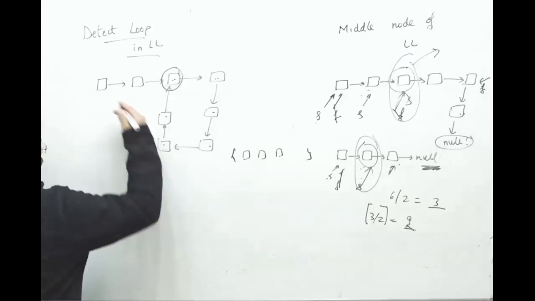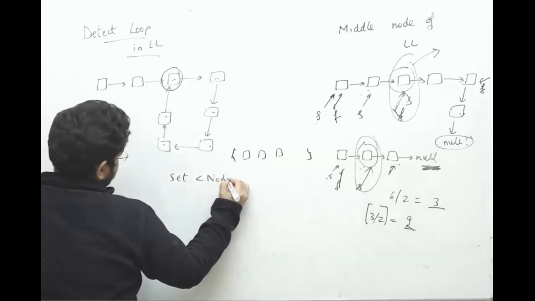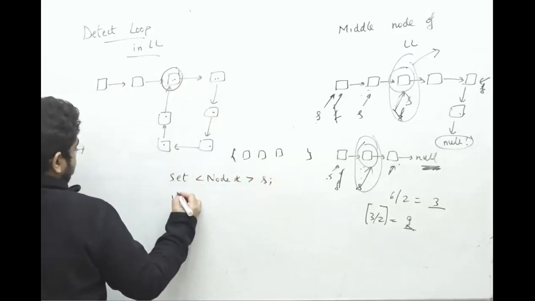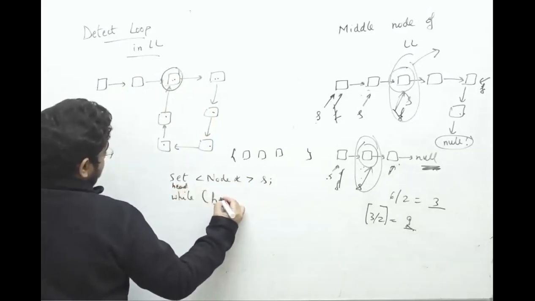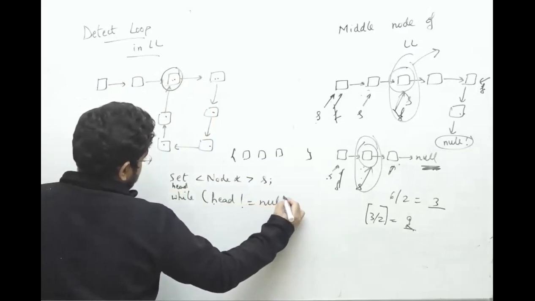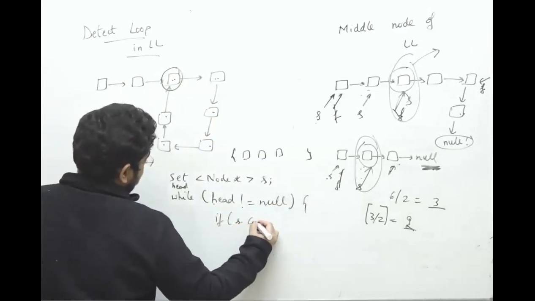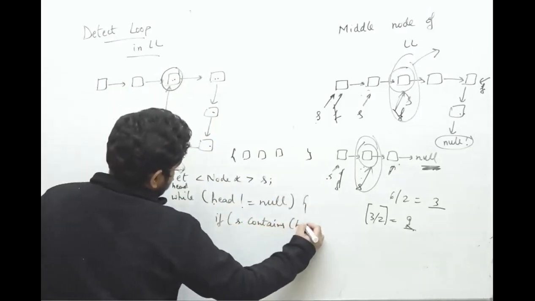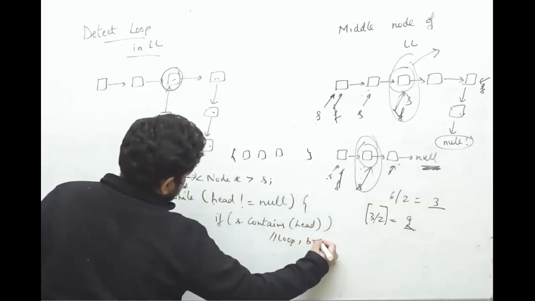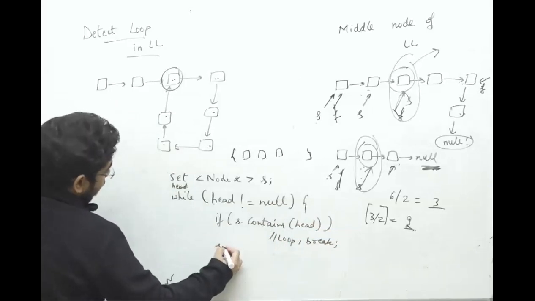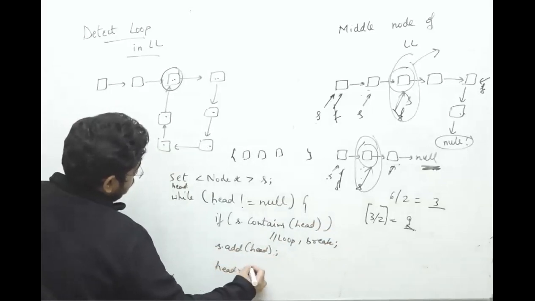So for this, I'll write a quick simple code. We'll simply have a set, and I'll say while. So let's say I have my pointer head. While head is not equal to null, you keep on going. So you check first. If your set already contains head, that means it's a loop and you break. Otherwise, you just add the current head to the set and move on. Head equal to head's next.